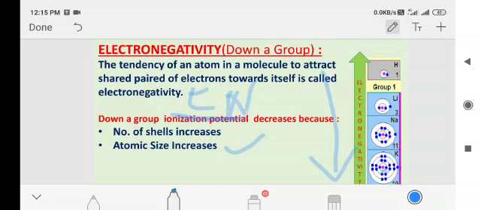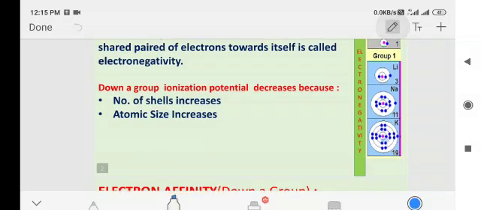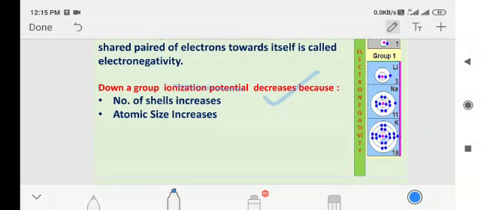Electronegativity decreases because of these two reasons. Number of shells increases and atomic size increases. As a result, the atom finds it difficult to attract electrons towards itself. So learn this point by heart, this is the main point. Remember, this is not ionization potential, this is electronegativity.